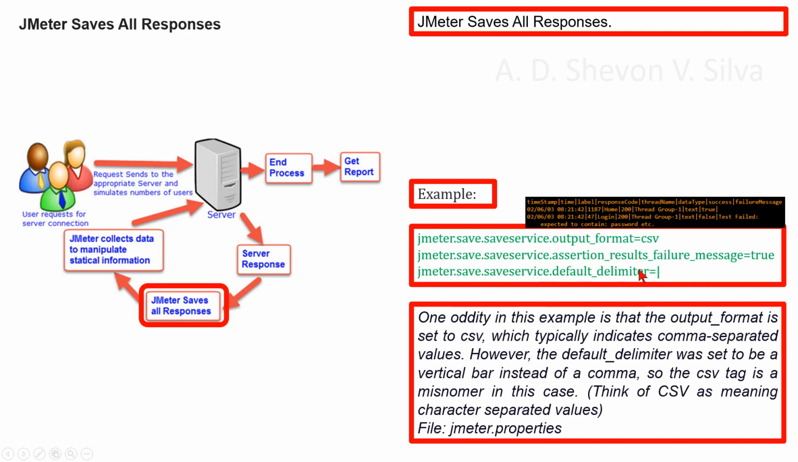Here, jmeter.save.saveservice.assertion_results_failure_message. True when the field should be saved, false otherwise. Assertion_results_failure_message only affects CSV output, default is true.